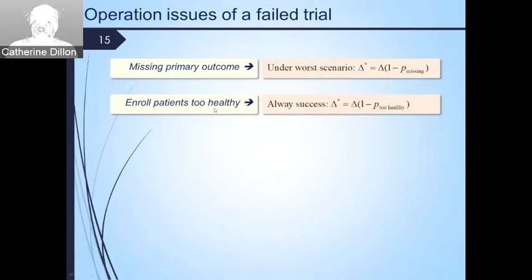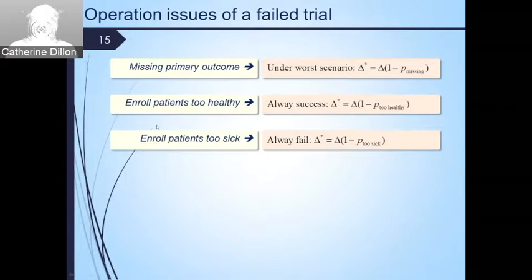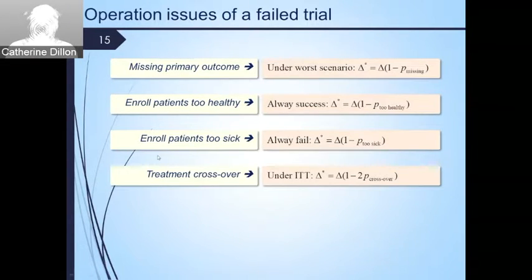We might be enrolling patients that are all too healthy, in which case they're all going to be a success. Right? In both arms, everybody's going to do great because they're all healthy. Or we might be enrolling patients who are too sick. So no matter what, they're just too darn sick. Doesn't matter which arm they're in, they're all going to fail. So when you have these cases, whether they're all too healthy or all too sick, they all look the same, right? You don't have any difference between the 2 groups.